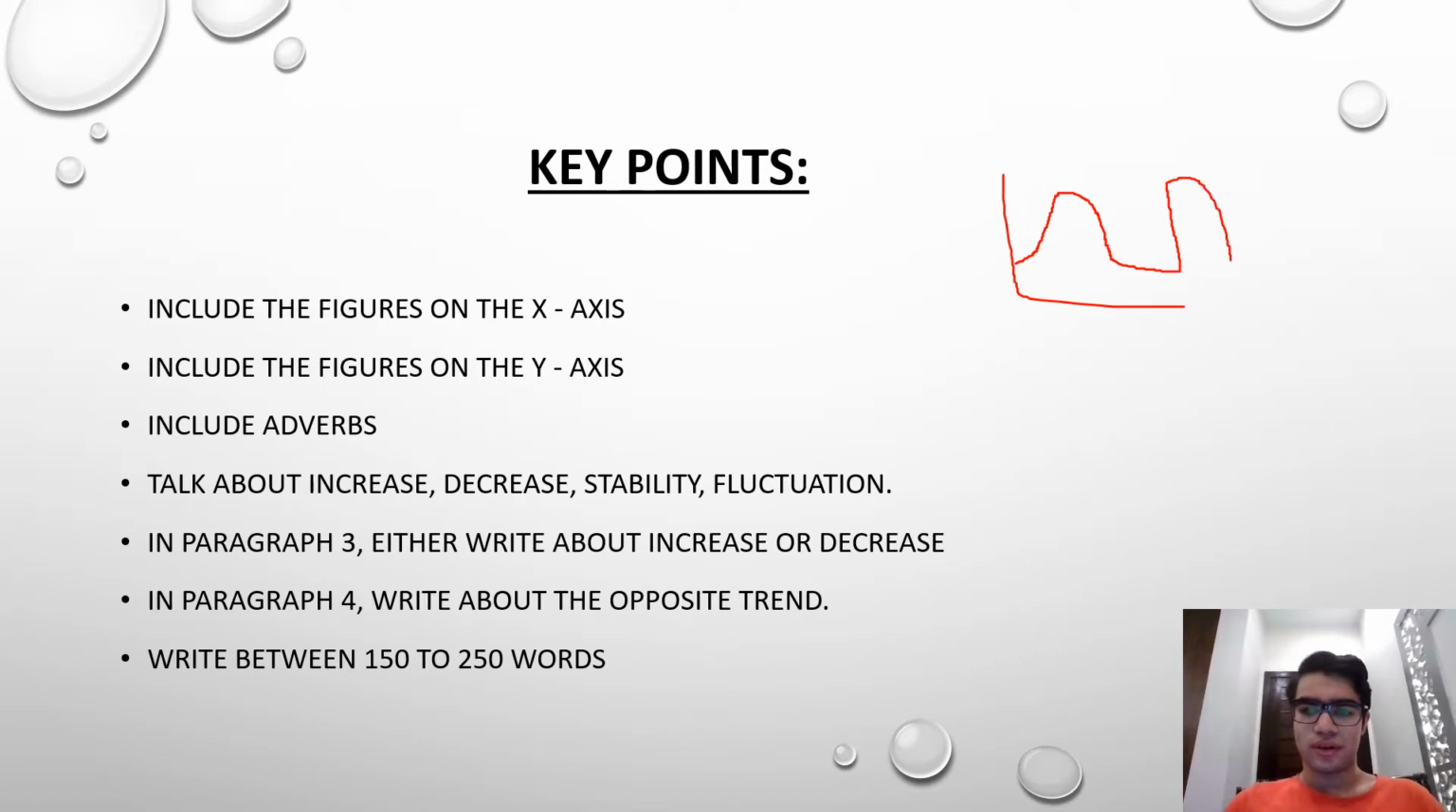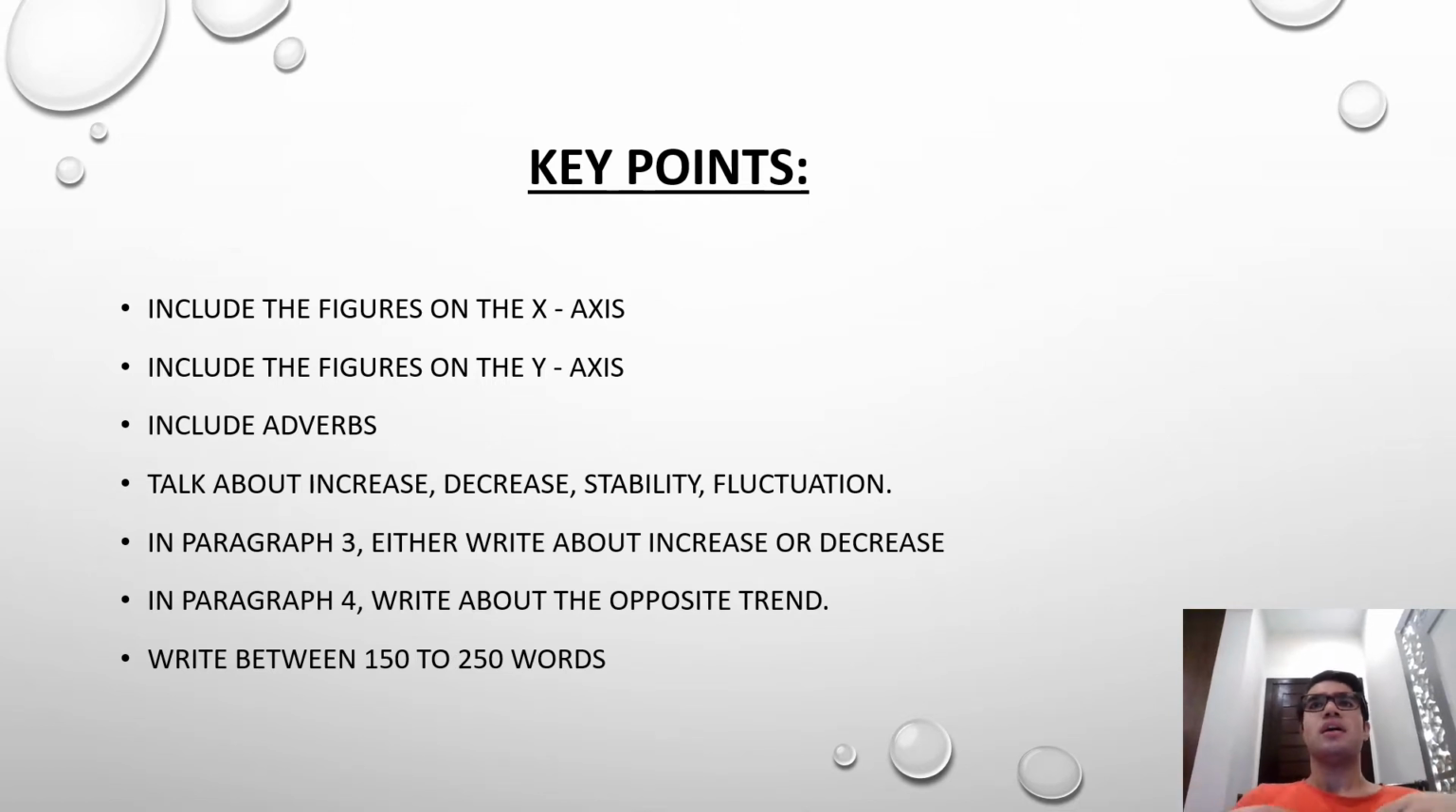So that's fluctuation, okay? So in paragraph 3, write either about the increase or decrease, and in paragraph 4, write about the opposite trend. So, for example, if we have six companies, and three of them are increasing and three of them are decreasing in terms of the revenue, okay? So, for example, let's say Facebook, Microsoft, and Amazon have increasing revenues. So in the third paragraph, you could write that the revenues of these companies is increasing day by day, and you could give the stats.